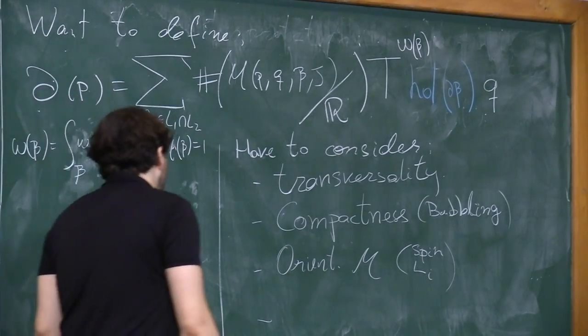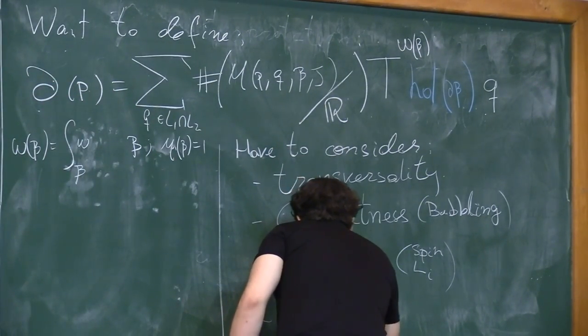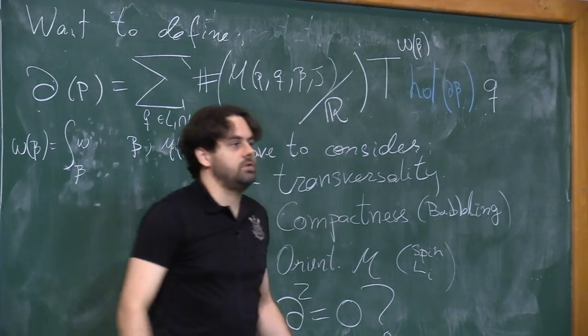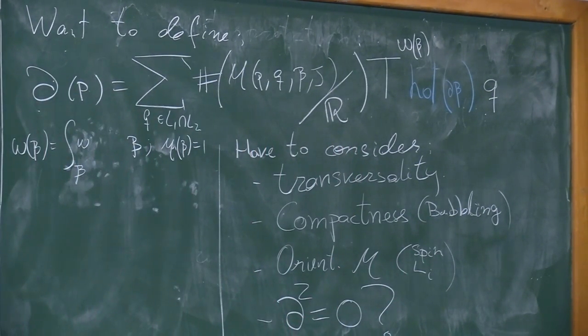And well, the main issue is, does D square to zero? So before going to the nitty-gritty details of this, I do want to give one example where it does square to zero. Well, it's a fact, and you'll soon see why.